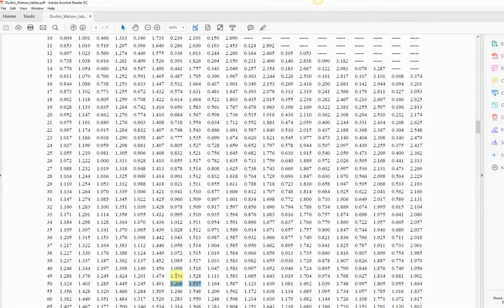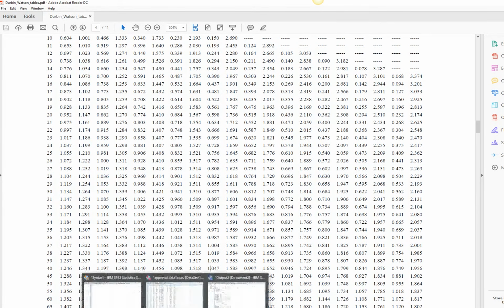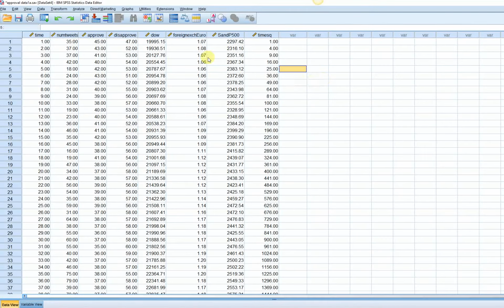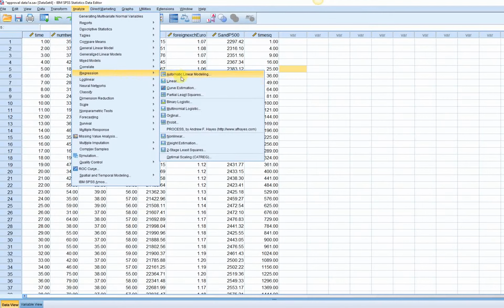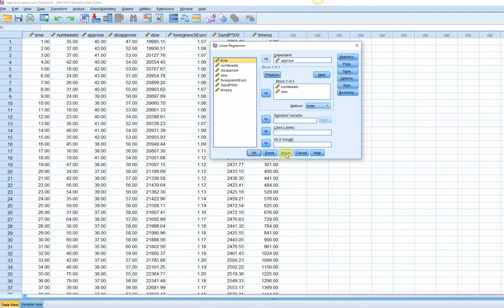So that creates a little bit of a problem, because we're going to infer that basically our test is inconclusive. So we can still do a little bit more in the way of examining whether there's a problem with autocorrelation. If we go to analyze, I'll just rerun the analysis. I'm going to do away with all the other stuff and just run one analysis with time square, number of tweets, and Dow, and then we got approval right here.